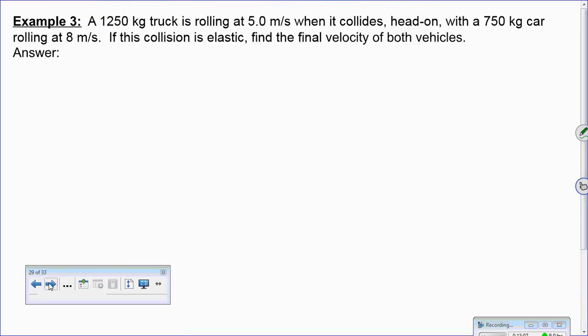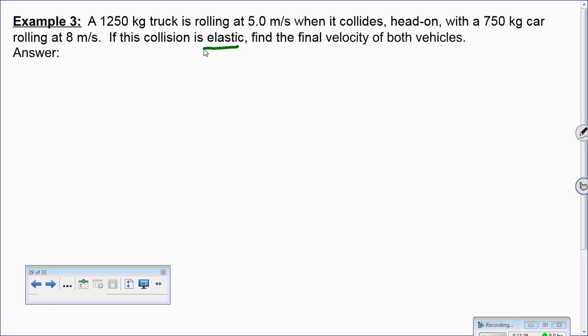All right, here we go. So, example 3. Same numbers we started with before. In the first example, I gave you the final velocity of one of the vehicles. I don't remember which one, but whatever. In the second example, I told you they stuck together, and so we knew they had the same final velocity. In this one, I'm not giving you the final velocity of either vehicle. All I'm telling you is that it is an elastic collision. Okay? So here is how we do it.